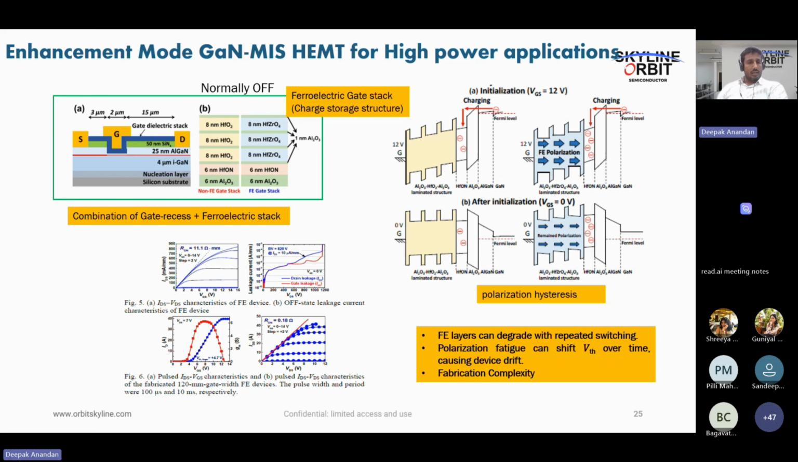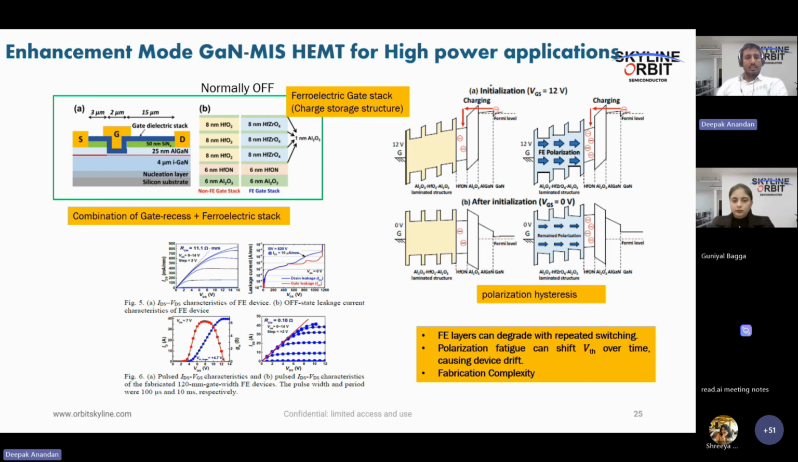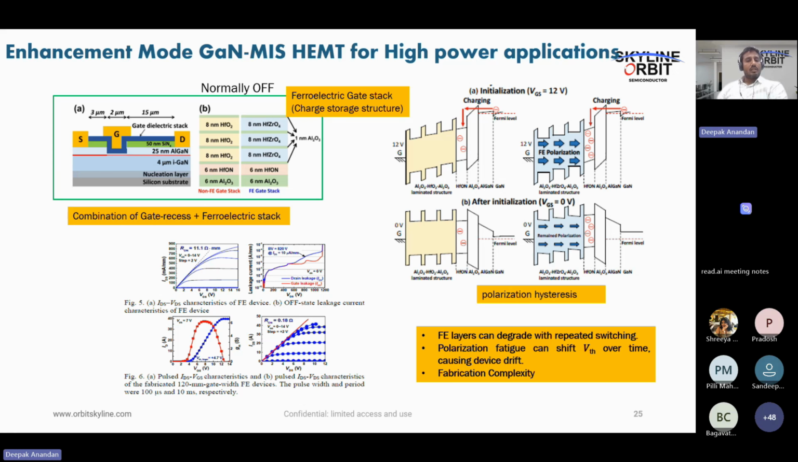This is the recent one I said, this is a combination of gate recess plus ferroelectric stack. Here you will have two different layers. One is an aluminum oxide tunneling layer, and another one is a capture layer, which helps us as the charge storage structure. The charges will be taken from the 2DEG when you bias at 12 volt. Once it is biased, the charge remains here. And this negative charge will help you to deplete the carriers in the channel, so that it makes the device ideally off. The problem here is it's a ferroelectric.